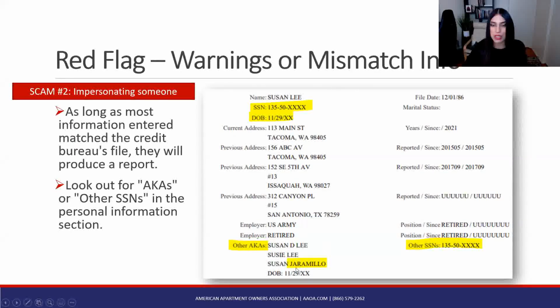So here we have Susan. Susan has a different last name. So that could be a maiden name, not a huge deal, but you may want to ask about that. Maybe run a separate report with that other name, not just Lee. So this is a good place to see that.